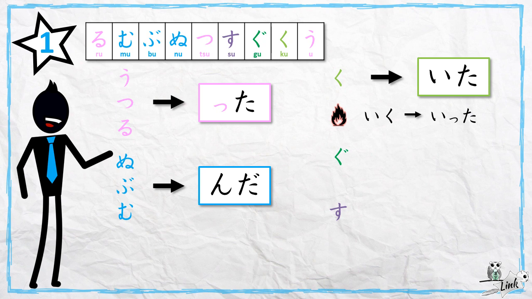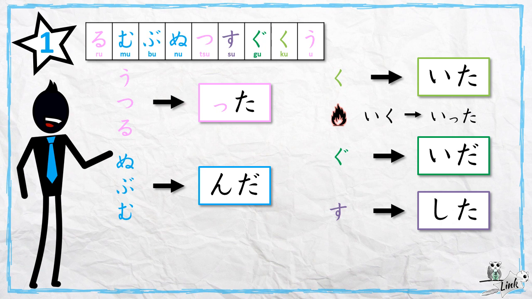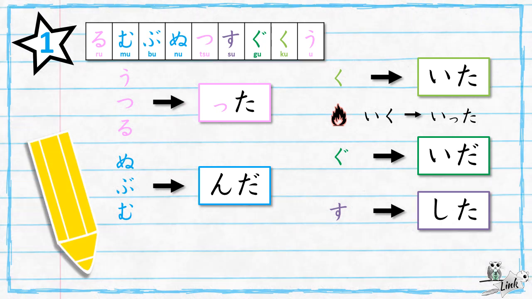The ending gu becomes ida. Finally, for all the verbs that end with su, you replace su with shita. Let's practice all these conjugations.